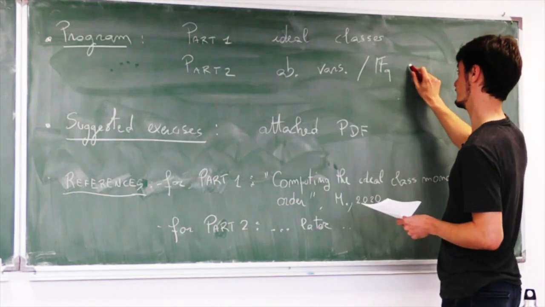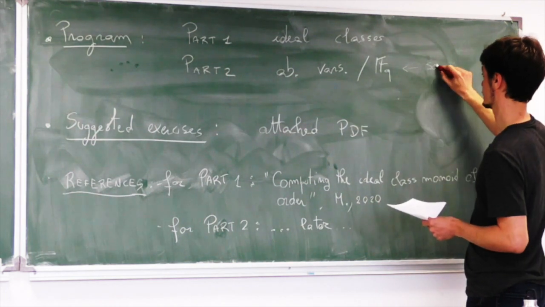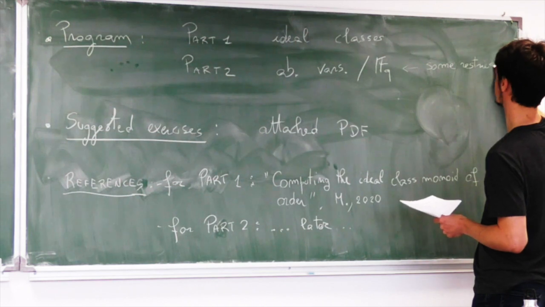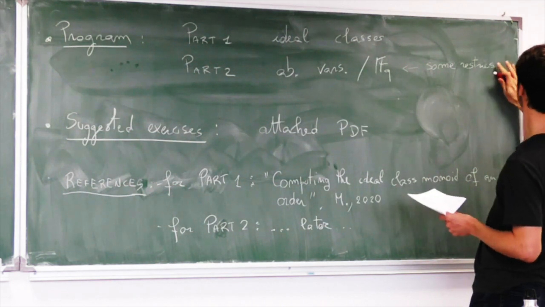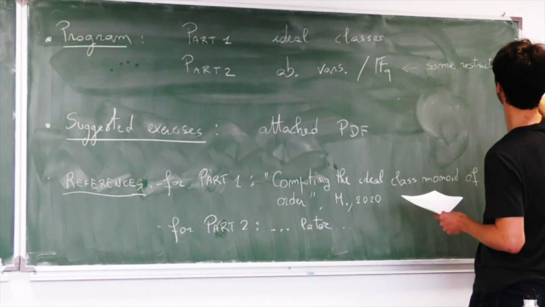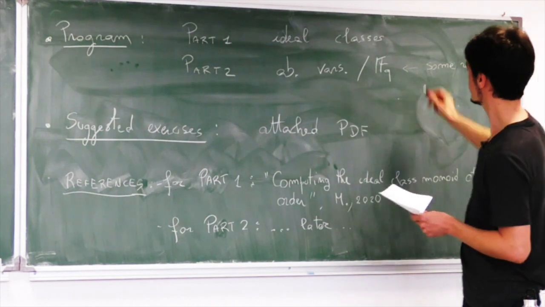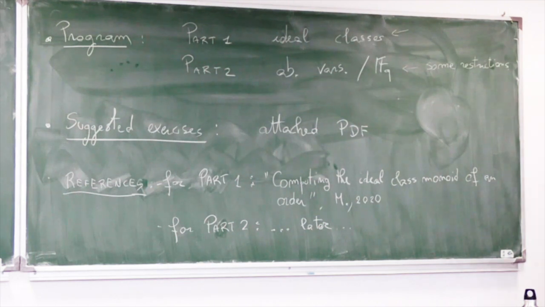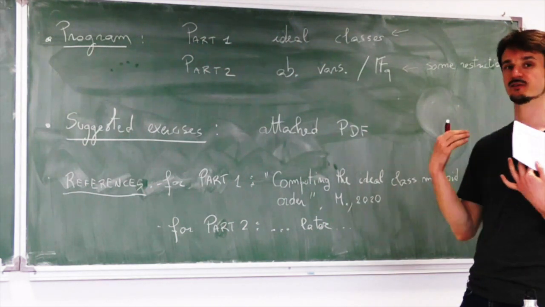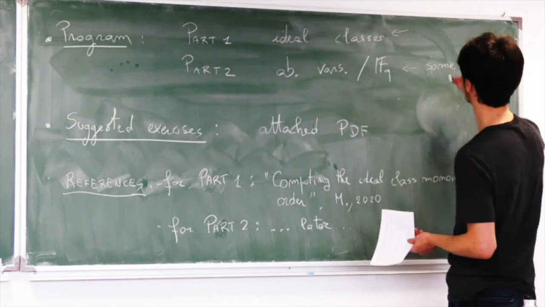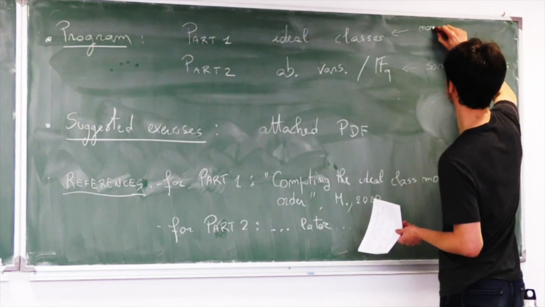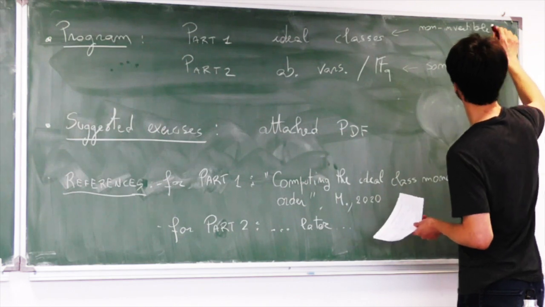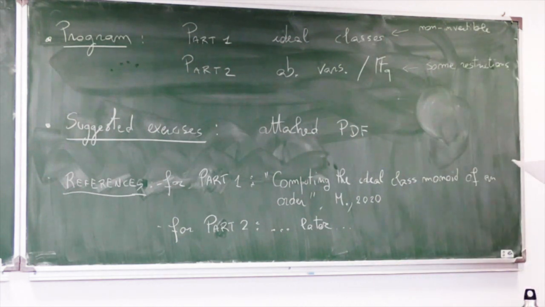To compute these abelian varieties, we are going to need some restrictions. But we are going to discuss these restrictions more later. And for ideal classes, on the other hand, we are going to do something quite general. So typically when people talk about ideal classes, they only focus on the invertible ones, while we will also consider the non-invertible ones. And I'm going to teach you how to compute them.